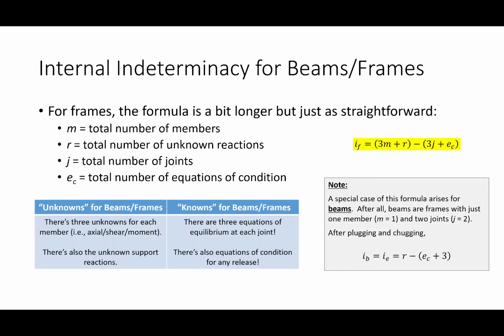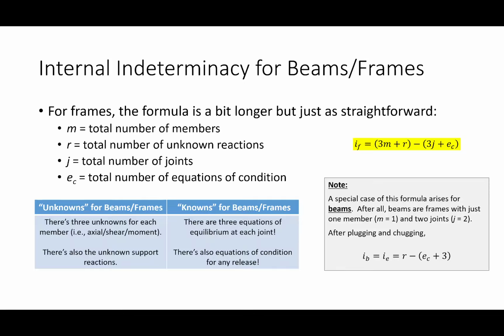Now, the known quantities in the system are that there is a known for every equation of condition, so E sub C. But I propose for a frame or a beam type system, we don't have two unknowns at every joint, we have three, okay? Because the whole difference between a truss versus a beam or frame is that beams and frames can experience shears and moments, okay? So that means at the joints, there is a possibility of moment as well. So the unknowns in the system are 3m plus r, and the knowns in the system are 3j plus EC. That's your equation of condition for frames.